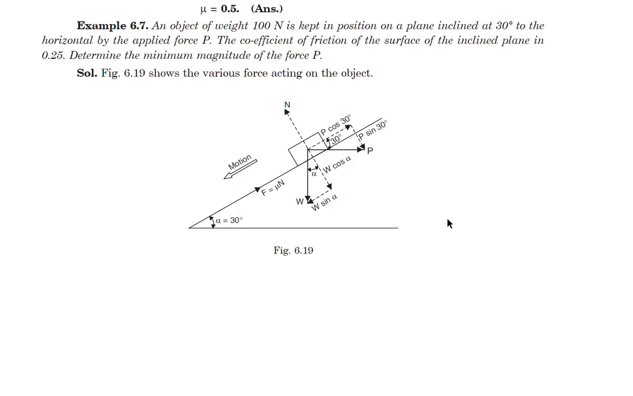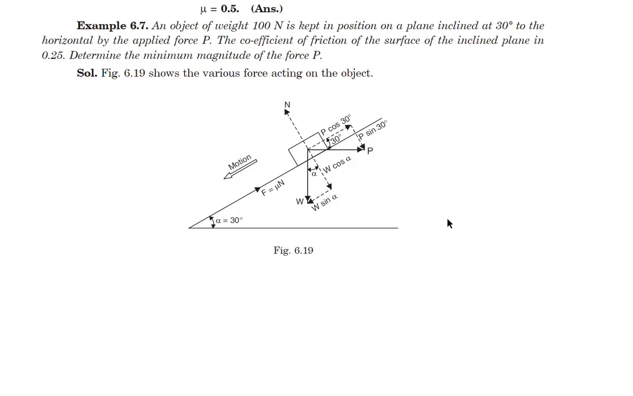So in this example 6.7, as you can see in this figure, an object of weight 100 Newton is kept in position on a plane inclined at 30 degrees to the horizontal by the applied force P. The coefficient of friction of the surface of the inclined plane is 0.25. Determine the minimum magnitude of the force.